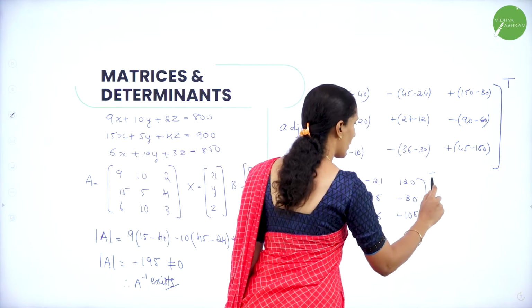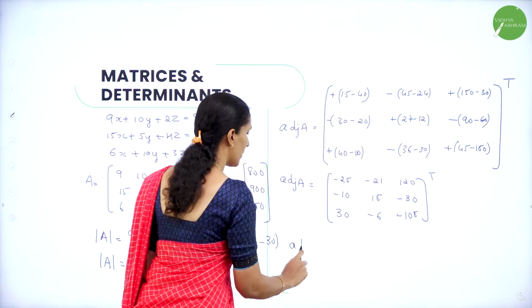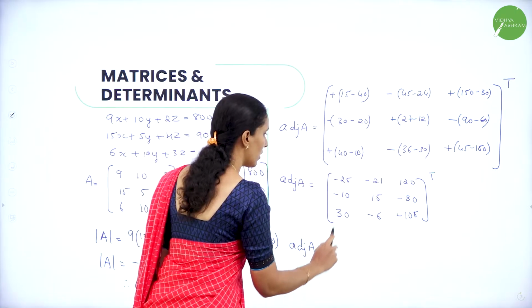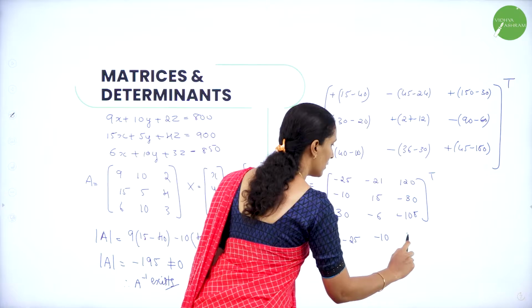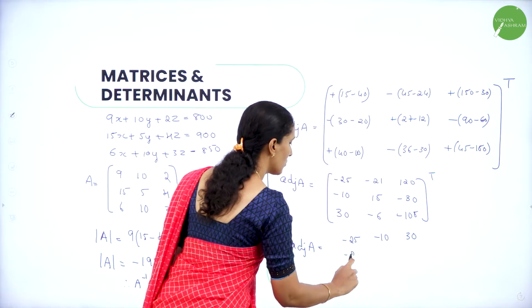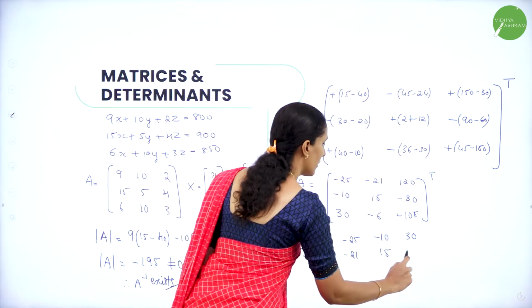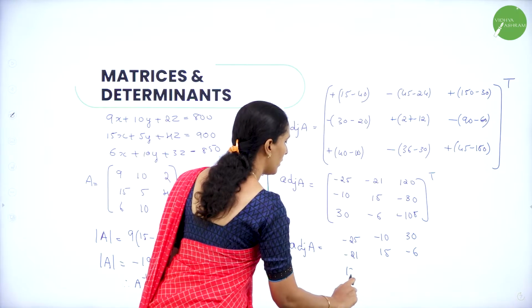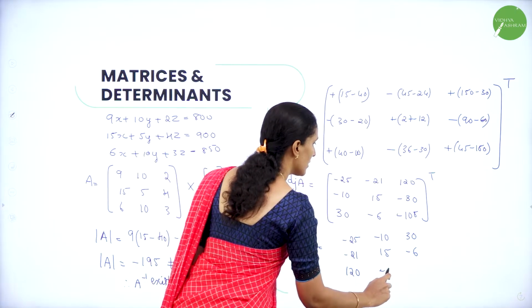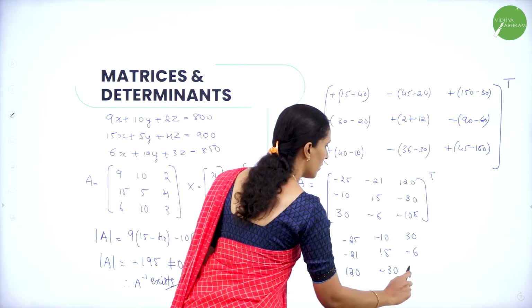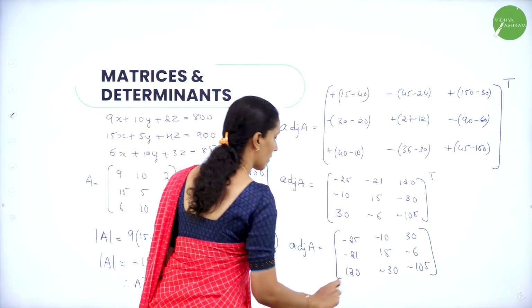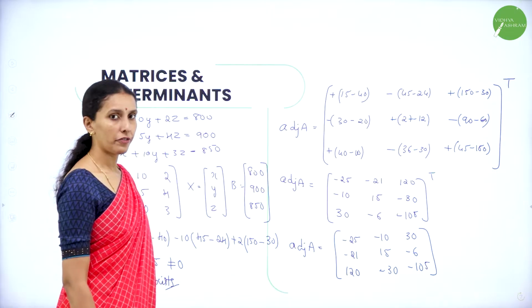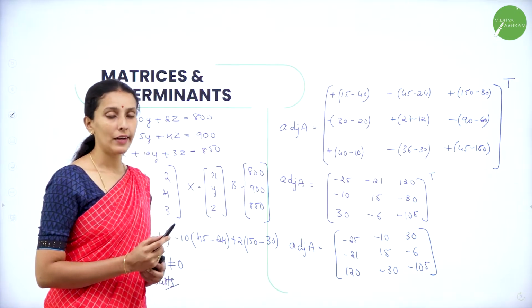So let's take the transpose of this matrix. So we get adjoint A is equal to minus 25, minus 10, 30, minus 21, 15, minus 6, 120, minus 30, minus 105. So this is the adjoint of the matrix. Now we need to calculate x, y, z.